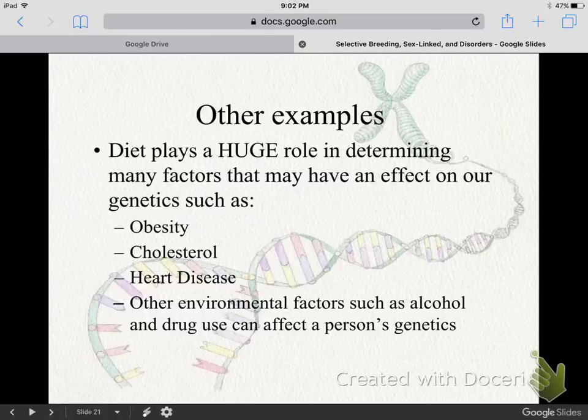Some other examples are diet. Diet plays a big role in determining many factors that have an effect on our genetics, such as obesity, are you overweight? Cholesterol, which can clog your arteries. Heart disease, right? Diet impacts all of these things. And there are other environmental factors such as alcohol and drug use that can affect a person's genetics as well.